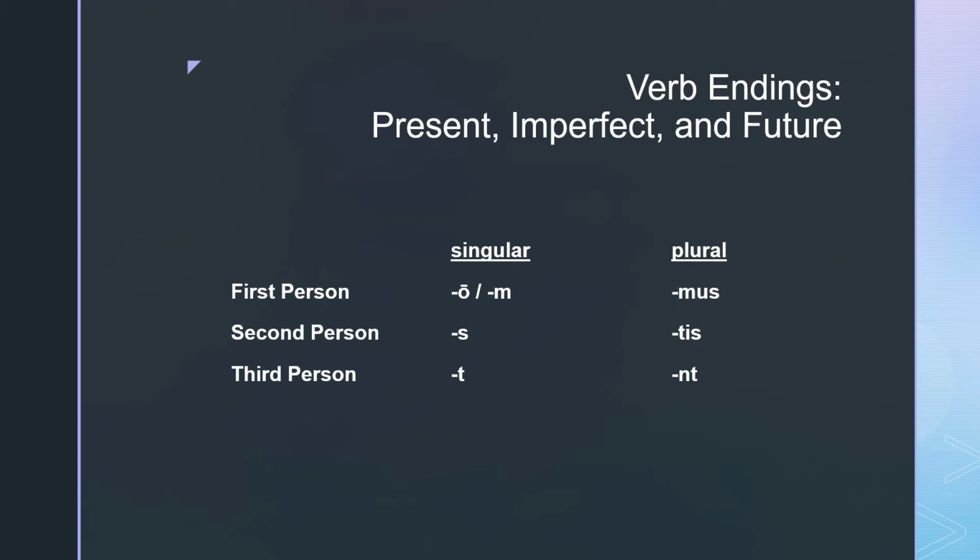Now these endings, as we know, repeat. They might change slightly, but they repeat. There's a pattern to them. These are the endings you would see in the present, imperfect, and future tenses, along with the present stem, and then for each different tense you'd have to do something else. Do notice that the first person, you can have O or M as an ending there.